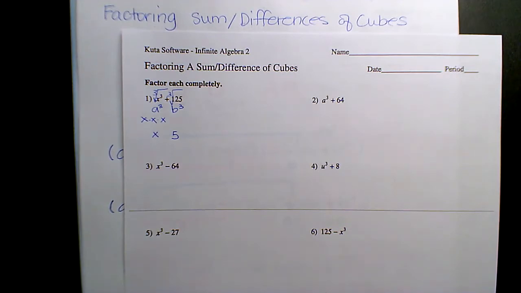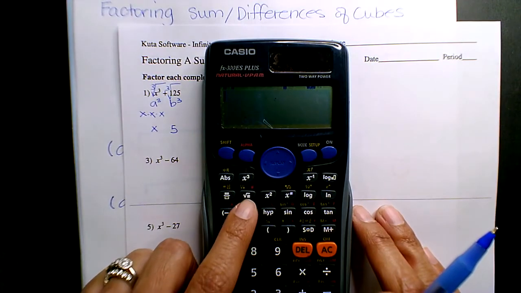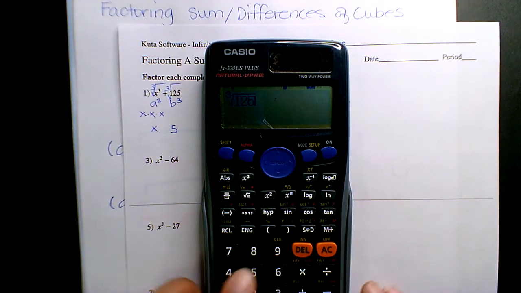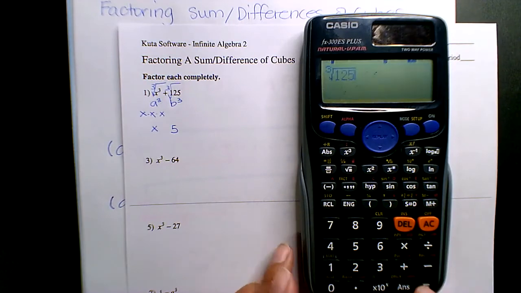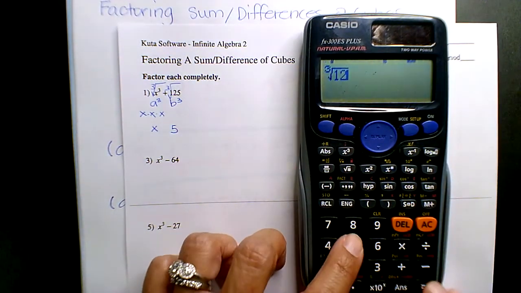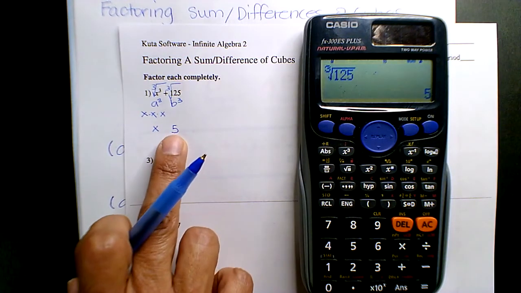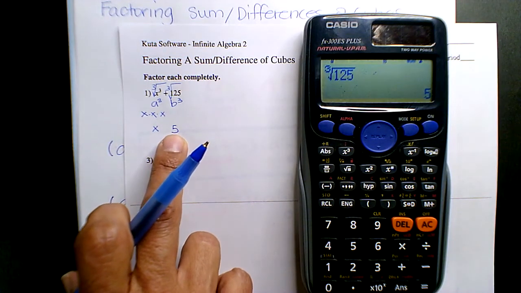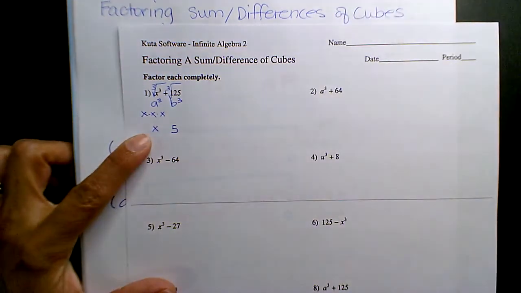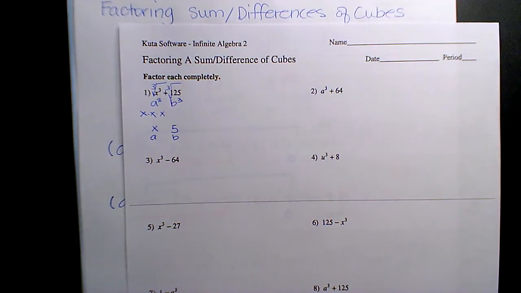So you can even grab your calculator. Shift, cube root, 125 is 5, because 125 is 5 times 5 times 5. So the cube root of it, there are 3 of them, all 5, so the root is 5. Okay, so my a is x, my b is 5. So far, so good? Okay, you gotta know that part.